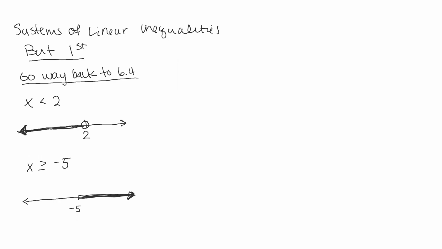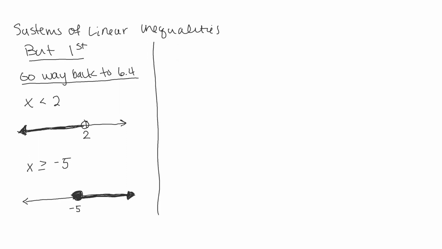But then again, we always had to come back and ask ourselves, what do we do at exactly -5? Well, we can include -5. -5 is part of the solution. So the way we tell our reader that was we would put a circle there, but we would fill it in. So this says the solution is -5 and anything bigger than that. So that was way back in 6.4.